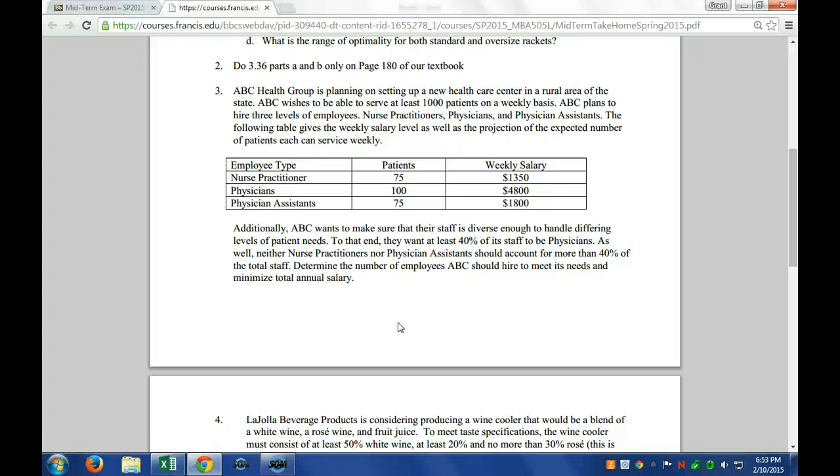40% of my staff to be physicians, but I don't know what my total staff is. I'm going to need a summation variable or a sum. And as well, neither nurse practitioners nor the PAs should account for more than 40% of the total staff. That's 2 separate constraints, right? I'm going to have nurse practitioners less than 40%, and PAs less than 40%. Okay? So that's a staffing model. That's an integer one. So that's number 3.